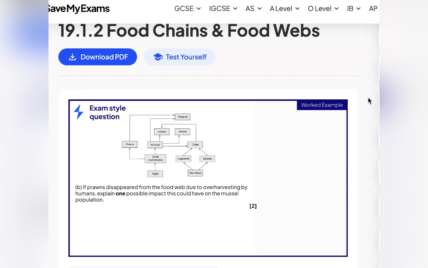For the second question, you need to think about the impact that the loss of prawns would have and how this may affect the mussel population. If prawns disappeared, then there would be less organisms feeding on small invertebrates.